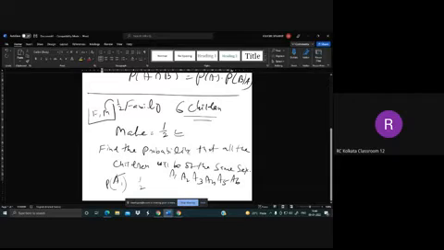Anyhow, find the probability that all the children will be of the same sex. So the children will be A1, A2, A3, A4, A5, and A6. So this is 1 by 2, 1 by 2, 1 by 2, 1 by 2, 1 by 2, and 1 by 2. So how many will be there? 1 by 2 to the power 6.